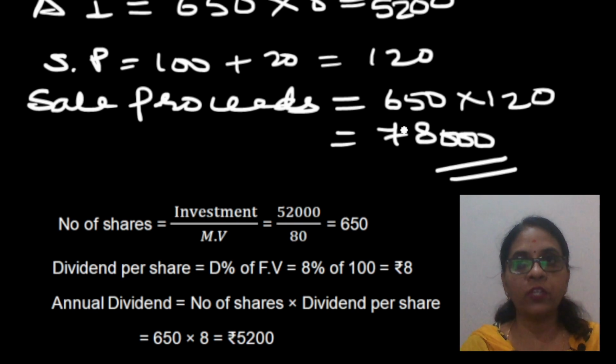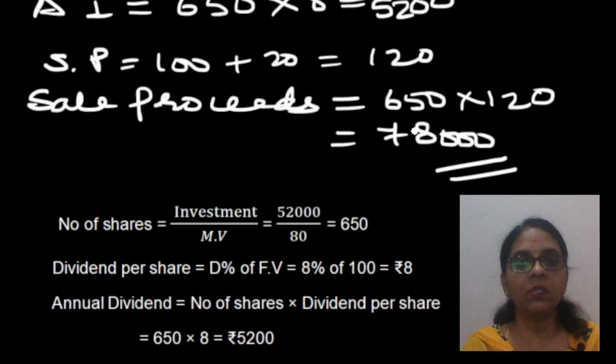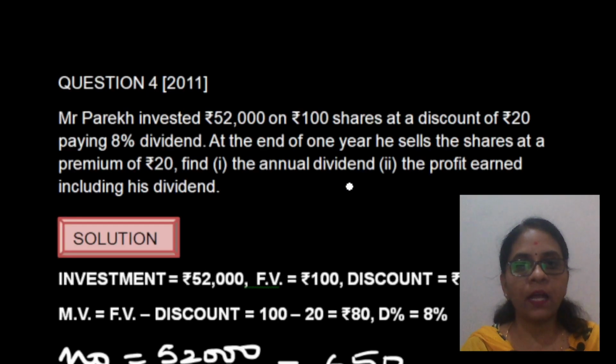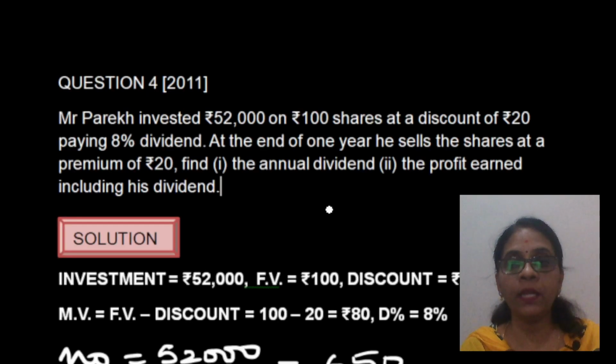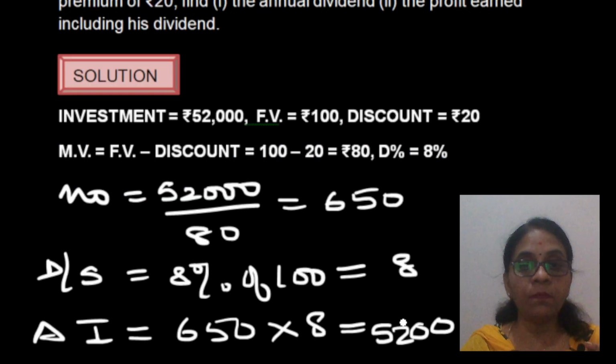But what is asked in the question? Again, if you go down and see, it is asked the profit earned including his dividend. How much profit is he making including the dividend? So he is investing 52,000. By selling away the shares, he is getting 78,000. So what is the extra money that he is getting? Obviously it is 78,000 minus 52,000. That's the profit earned. But they specifically mentioned including the dividend. Including the dividend means including this annual income value.